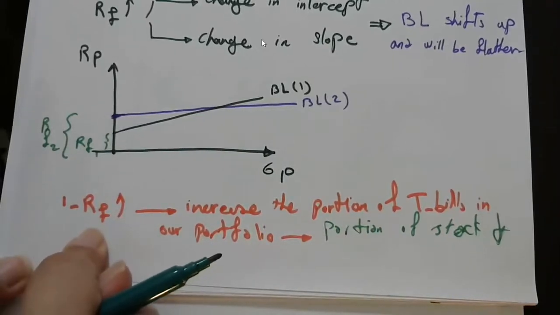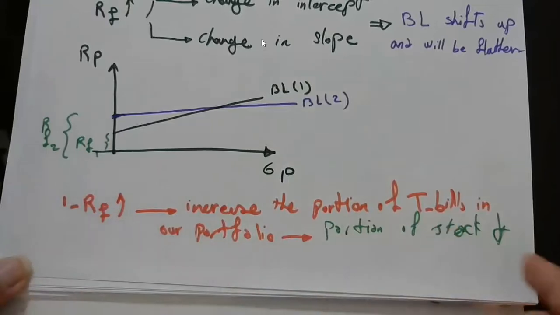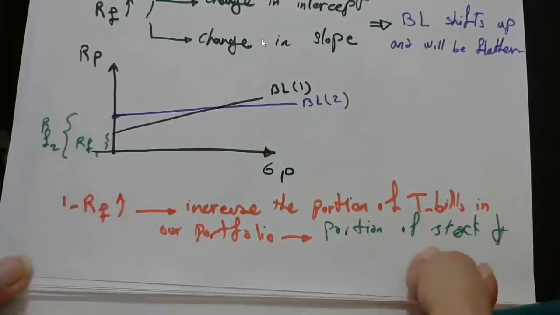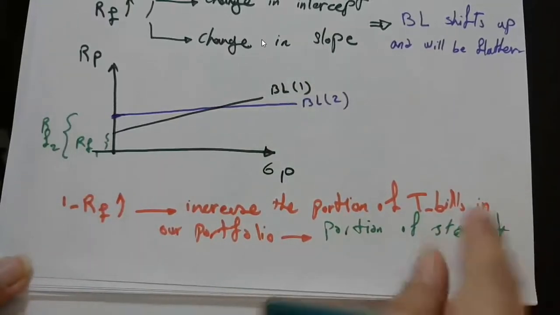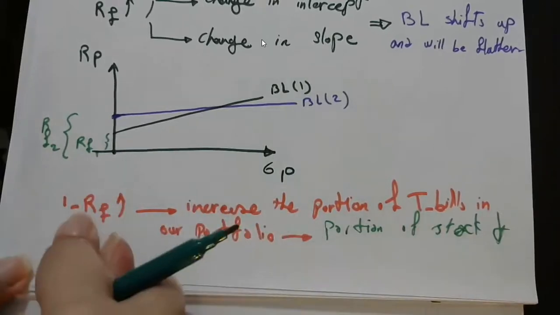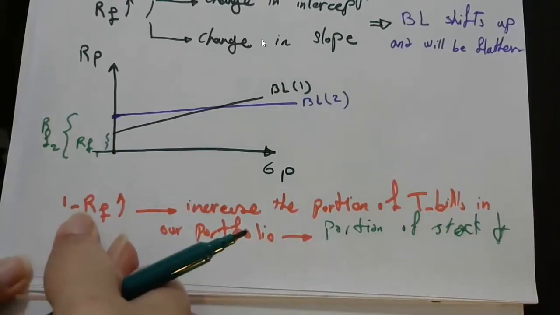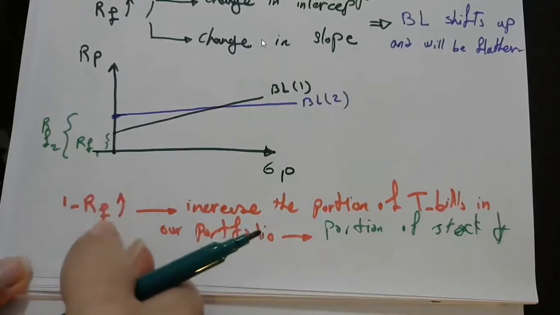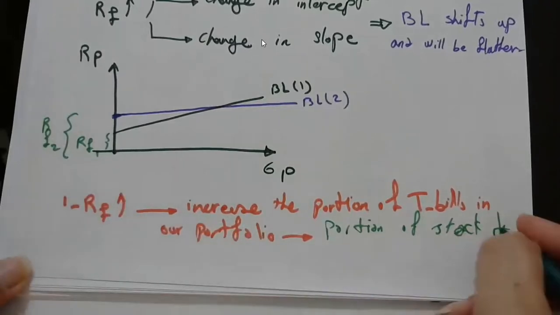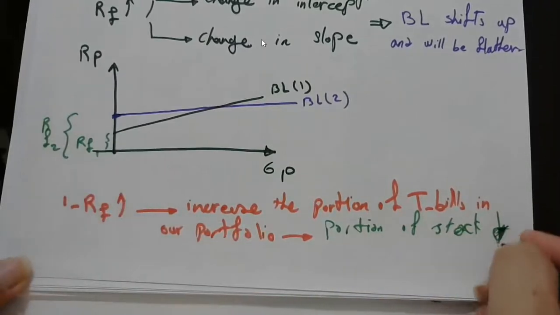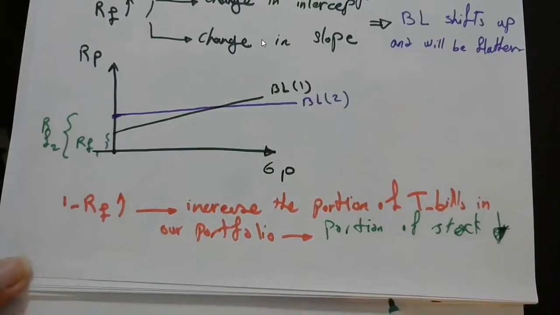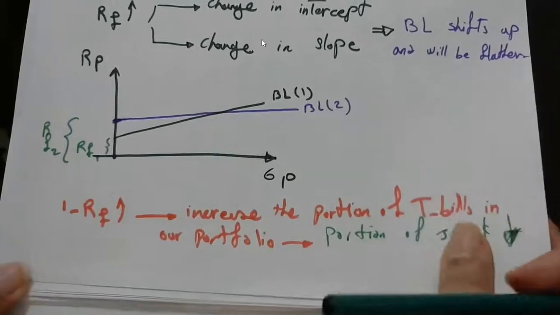So it means that we are even ready to sell some of our stock to get more money, and then we bring this money to the risk-free assets and buy, for example, treasury bills. So in this scenario, we know that the portion of the stock in the portfolio is decreasing. So that's the first thing. Now, the other scenario.